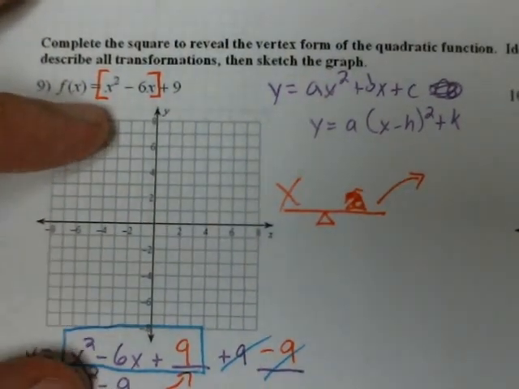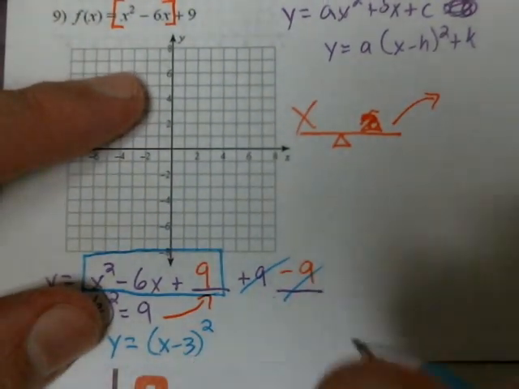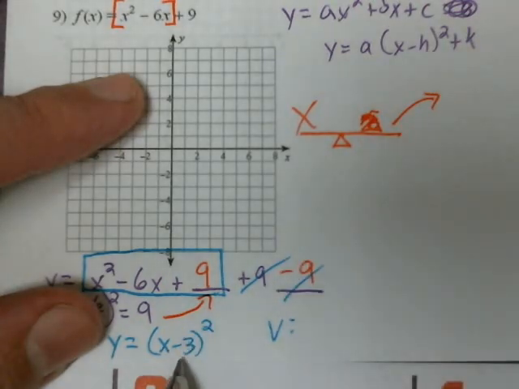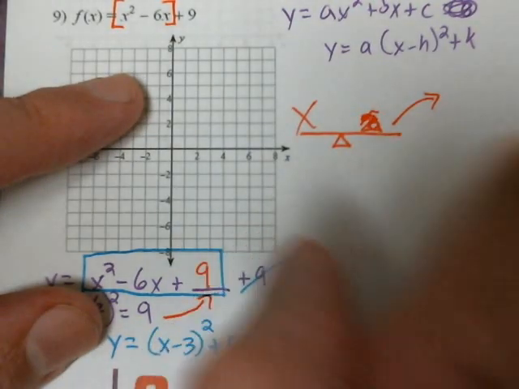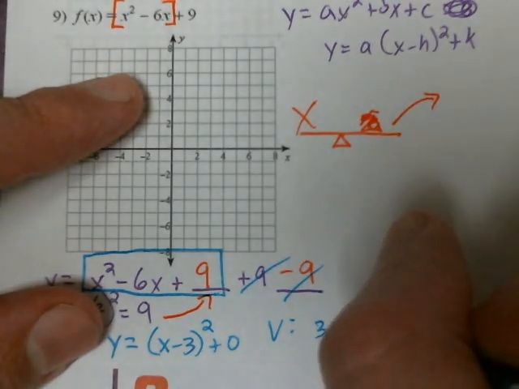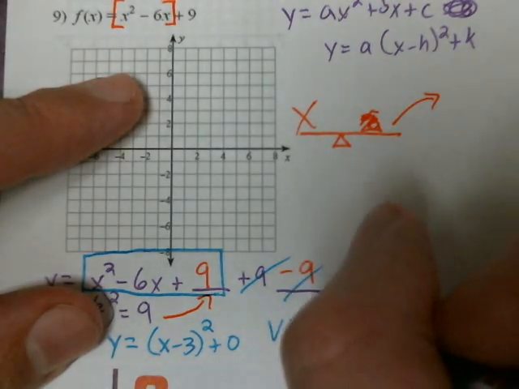So now what is the vertex here? The vertex is, I flip that, so my vertex is flip that 3, comma, what is my k value? There's nothing there, so this is like plus 0. So my vertex is 3, comma 0.